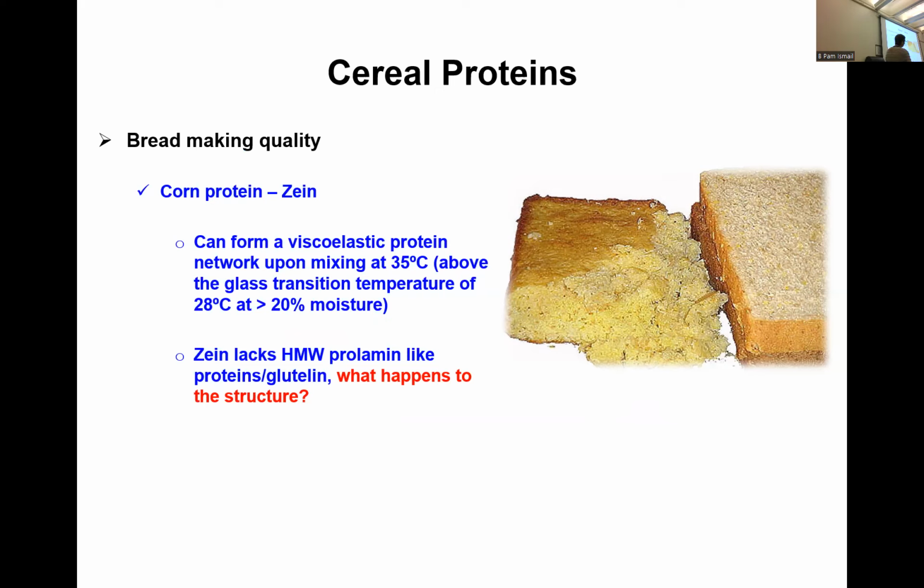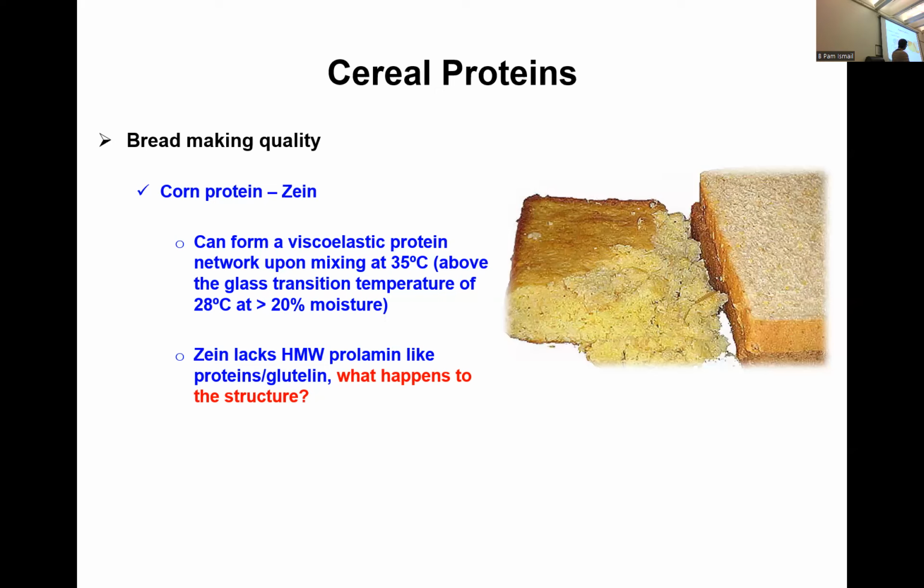Now, why doesn't it form a good viscoelastic dough? It lacks high molecular weight polymers, or in other words, glutenins. So when we say high molecular weight polymers, we mean glutenins. It is high in regular polymers, but it is deficient in high molecular weight polymers, or glutenins.